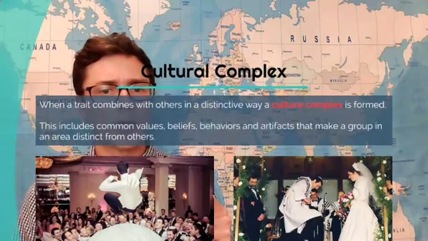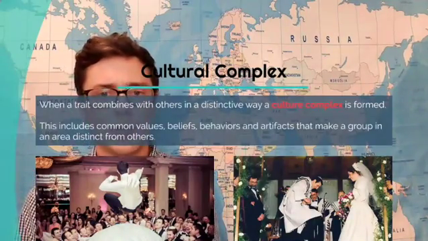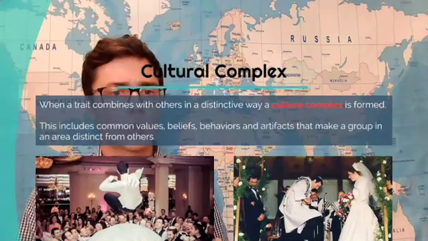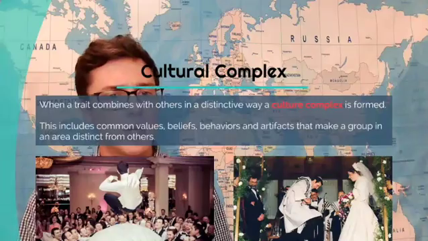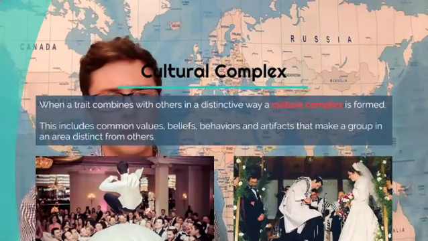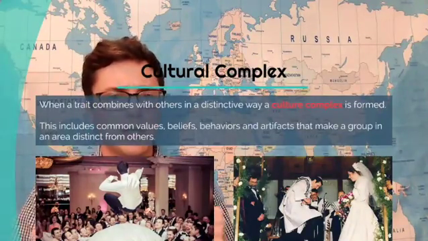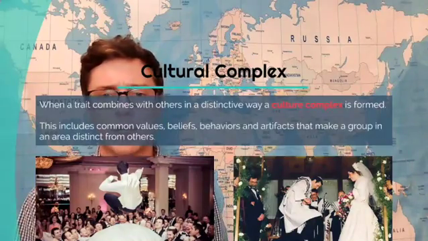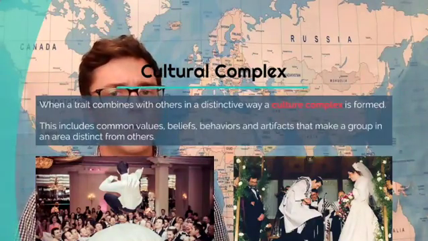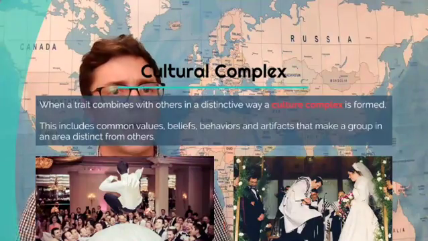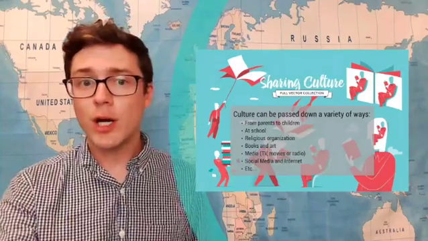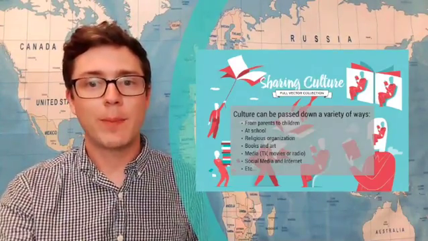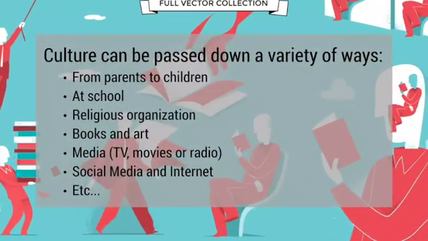Below we can see two pictures of weddings in Judaism. You can see the different cultural traits that make it unique in the way they come together to make a Jewish wedding. So they are tossing the groom on a sheet in the left-hand picture. On the right-hand picture, they're breaking the glass. Both are unique cultural traits that combine to form the Jewish cultural complex. We share culture in many ways, the way that we pass down our belief systems, our practices, and cultural traits.